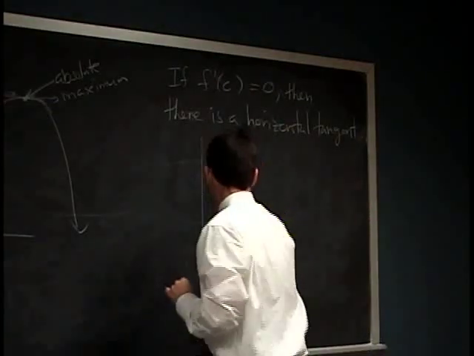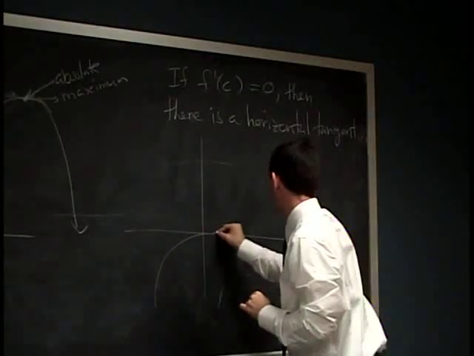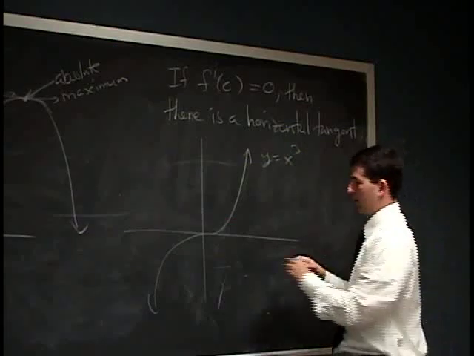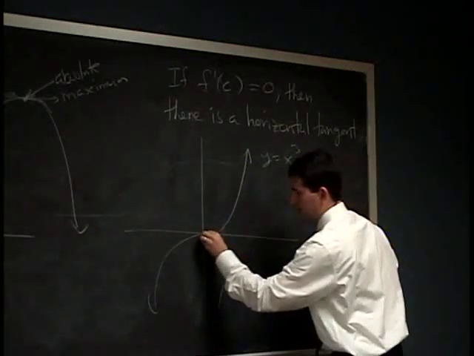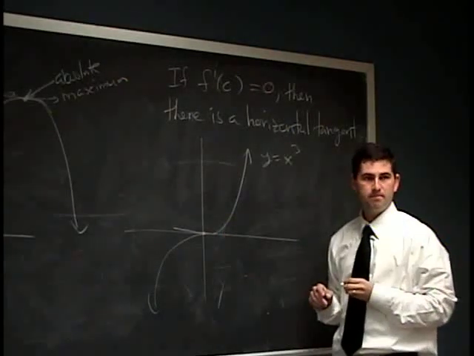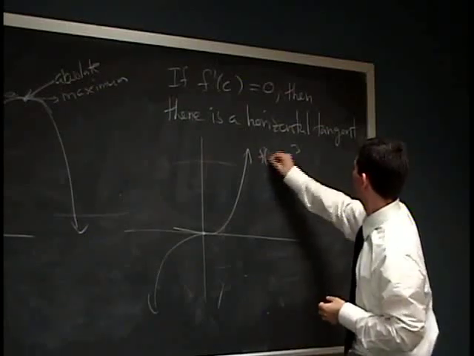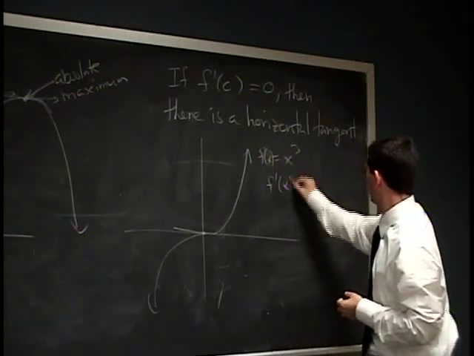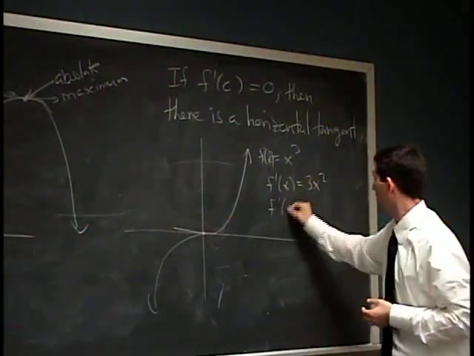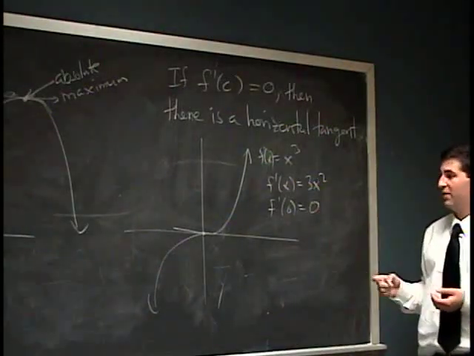Let me give you an example. Let's look at y equals x cubed. At zero, the tangent is horizontal. And of course we can check that, right? Take the derivative. This is f of x. What's f prime? 3x squared. Evaluated at zero, of course you get zero. So it has a horizontal tangent for sure.